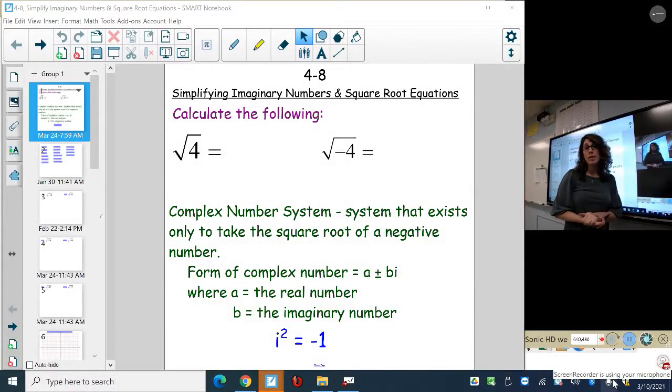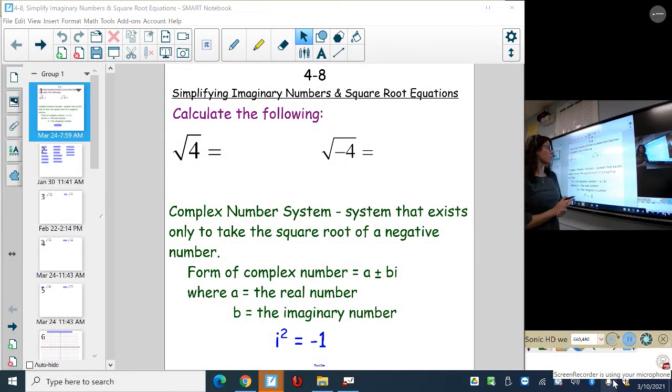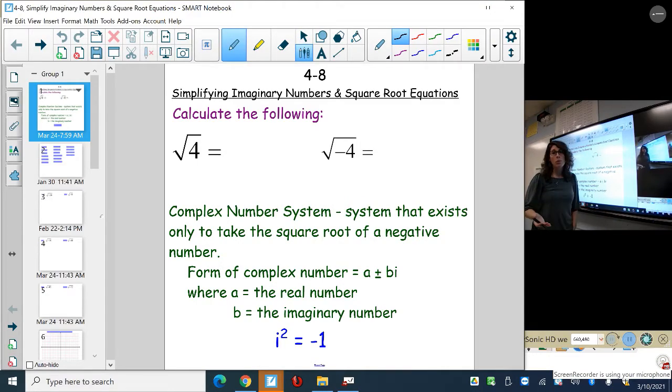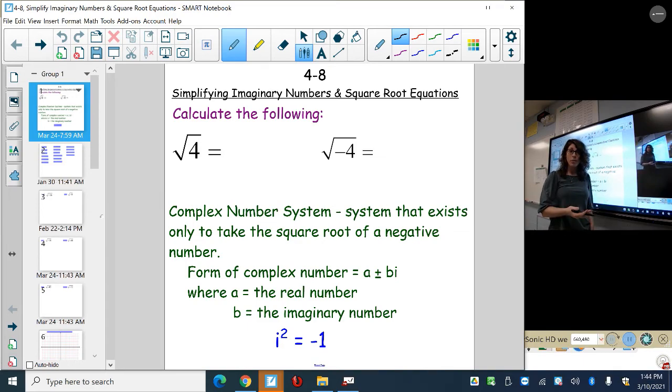Okay, today we're going to be talking about section 4.8, which is the imaginary number system. Basically, it's talking about when you can take the square root of a number. We already talked about roots a little bit last section and how we're trying to find perfect squares. The same rules apply, but this time we're going to be talking about what happens when you have a negative underneath the square root symbol.